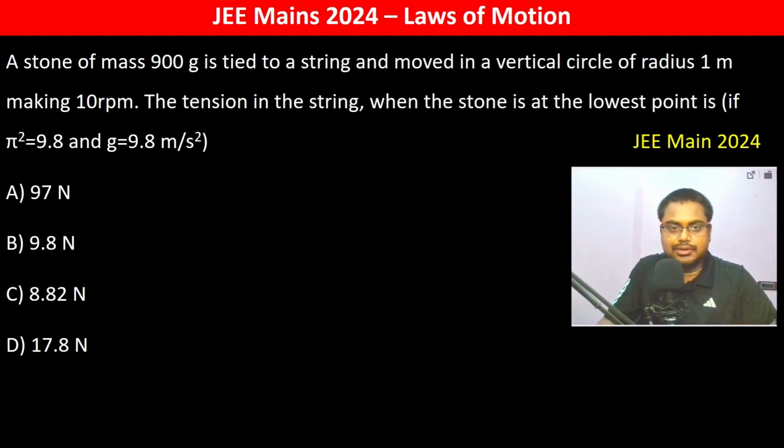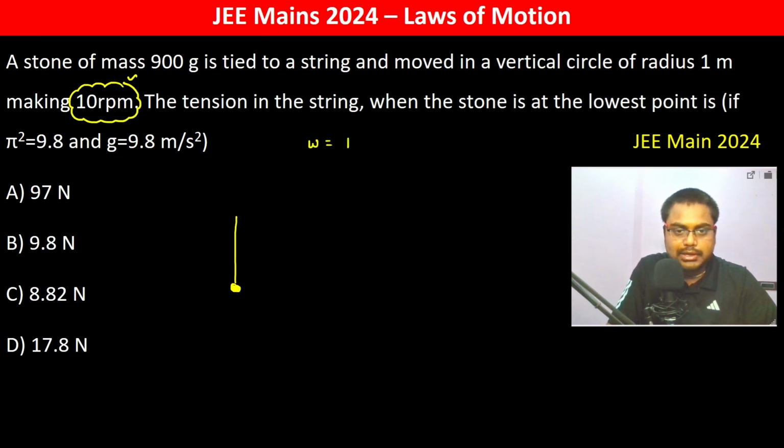A stone of mass 900 gram is tied to a string and moved in a vertical circle of radius 1 meter, making 10 rpm. The tension in the string when the stone is at the lowest point. Okay, so this is the lowest point, and this is the omega. So what is omega? Omega is 10 revolutions per minute, which is 10 into 2 pi radian divided by 60 seconds. So this is pi by 3 radian per second.